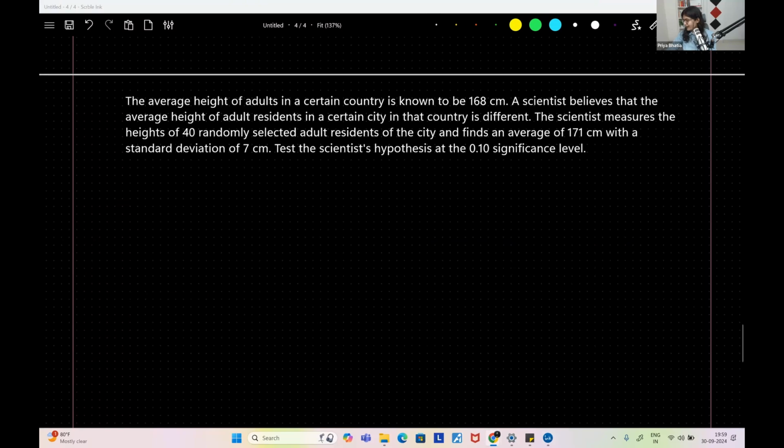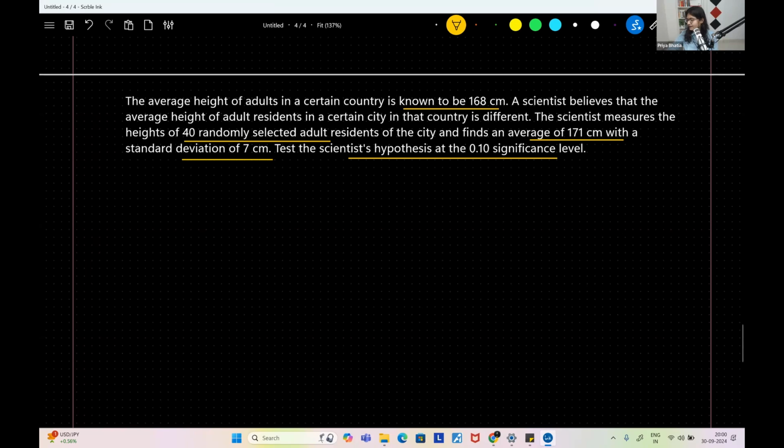Just listen to this very carefully and try to get the understanding. Whatever things we have covered up, if you get this numerical problem aptly, you will get an appropriate understanding of the same. Okay? What they're saying: the average height of adults in a certain country is known to be 168 centimeters. Let me know whether this is talking about a population mean or a sample mean. Let me read it further. A scientist believes that the average height of adults in a certain city in that country is different. The scientist measures the height of 40 randomly selected adult residents, finds an average of 171 with a standard deviation of 7. Test the scientist's hypothesis at 0.10 significance level.